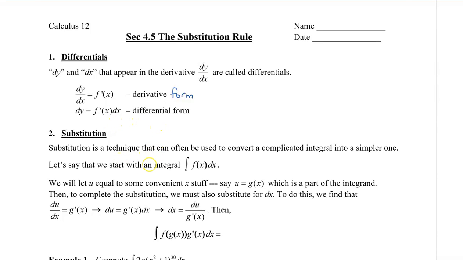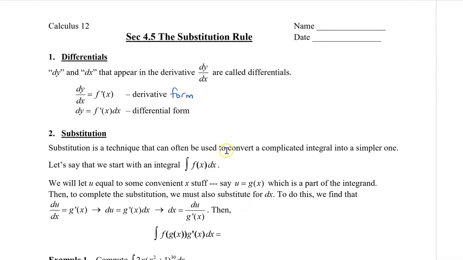Now, this technique can often be used to convert a complicated integral into a simpler one, which we then can integrate. So let's say that we start with an integral, f of x dx, and we're going to let u equal to some convenient x stuff. I know that's informal, but let's say it's some x stuff that's already in the integral. And we're going to say that u is equal to g of x, which is a part of the integrand. Then, to complete the substitution, we must also substitute for dx.